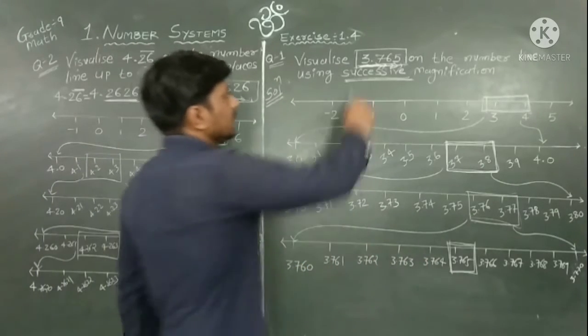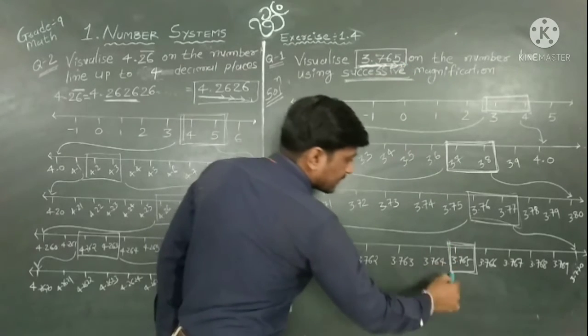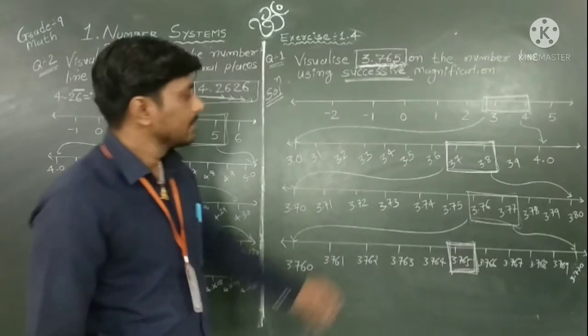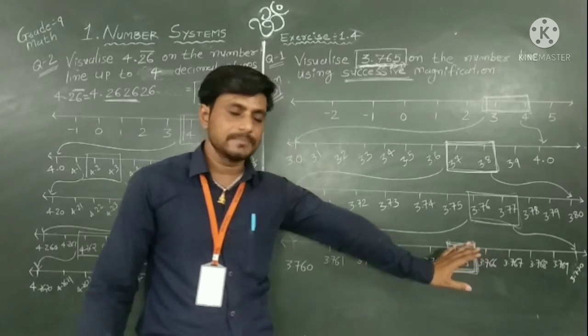And at last read one more digit, 3.765. So this is our required number 3.765. Okay, we have to represent it on the number line and this is our final answer.